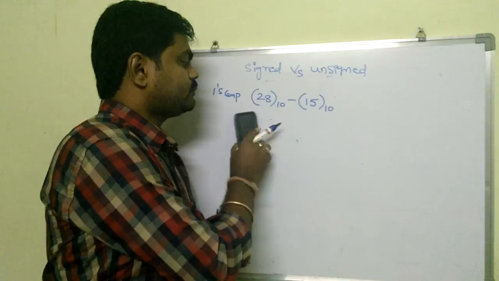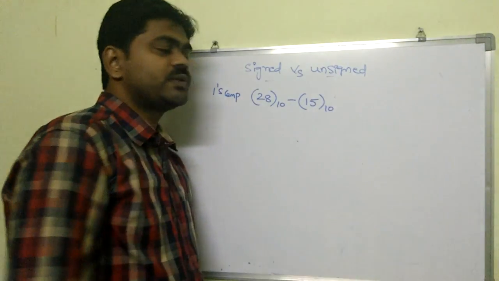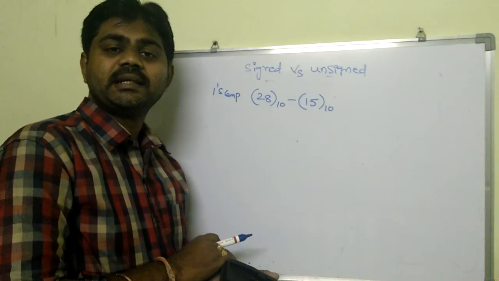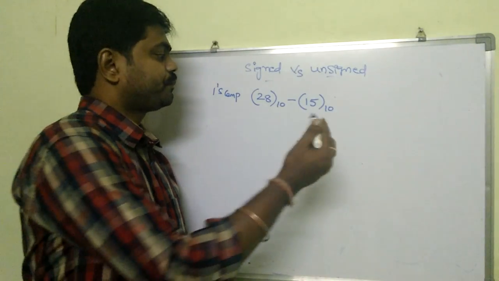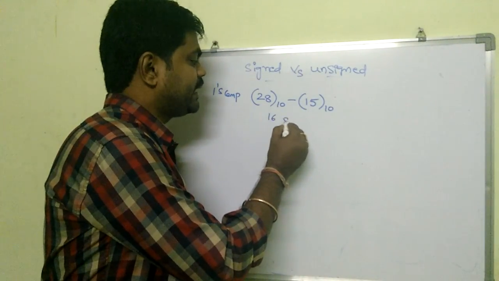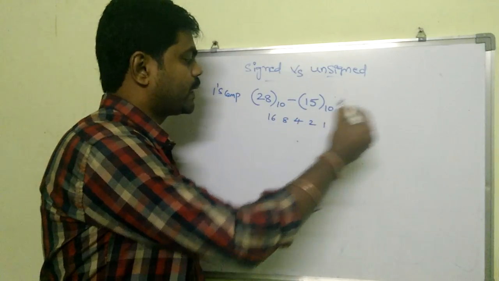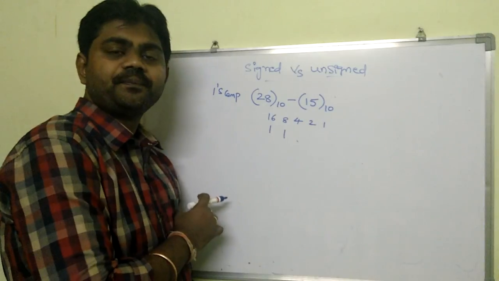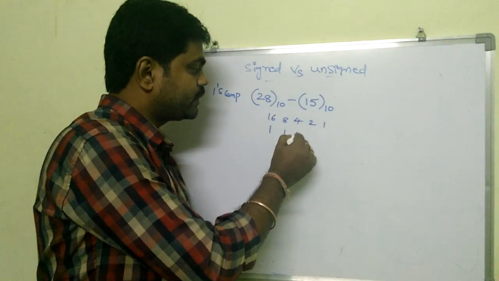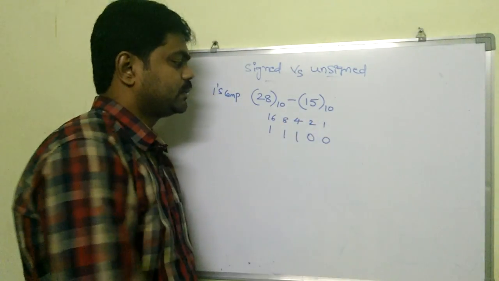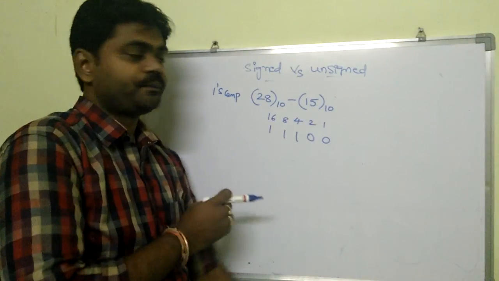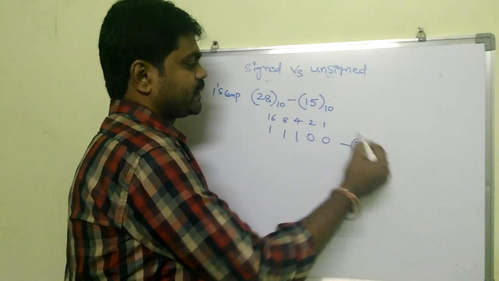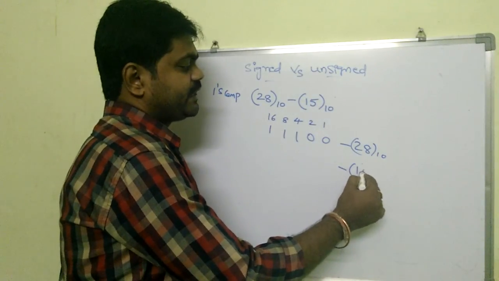My positive number is 28. First I need to represent 28 in 168421 code. So 16, 8, 4, 2, 1. So 1, 1, 16 plus 8 is 24, 24 plus 4 is 28. So 1, 1, 1, 0, 0. This is for 28 base 10. Now let me represent 15 base 10.